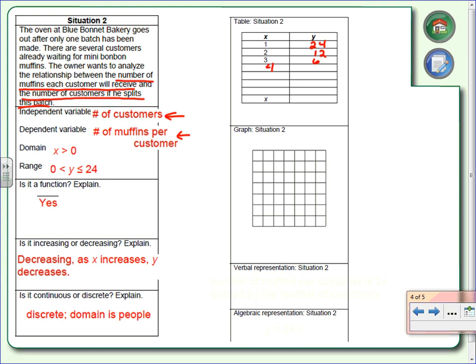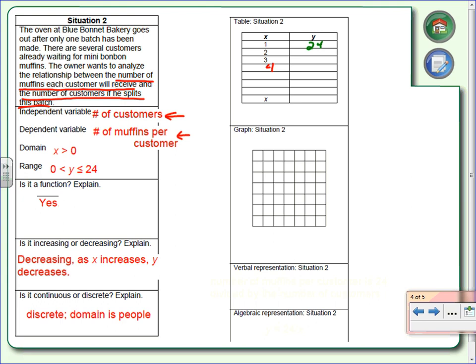Wait. Guys, how many muffins are there? There's 24, and we've got 4 people in line. Let's go back. Watch this, guys. If there's only 1 person in line, they get all 24.